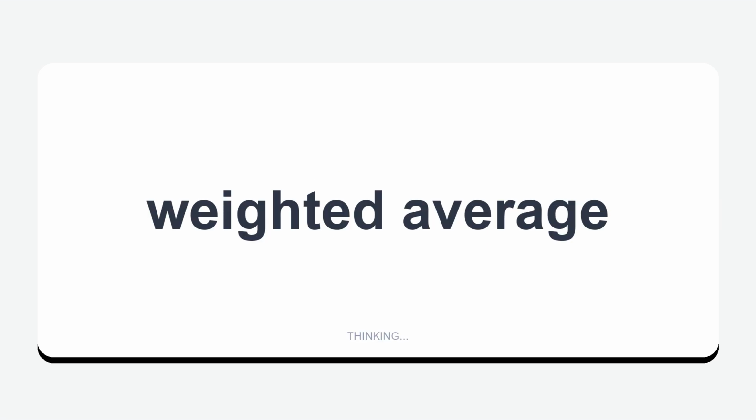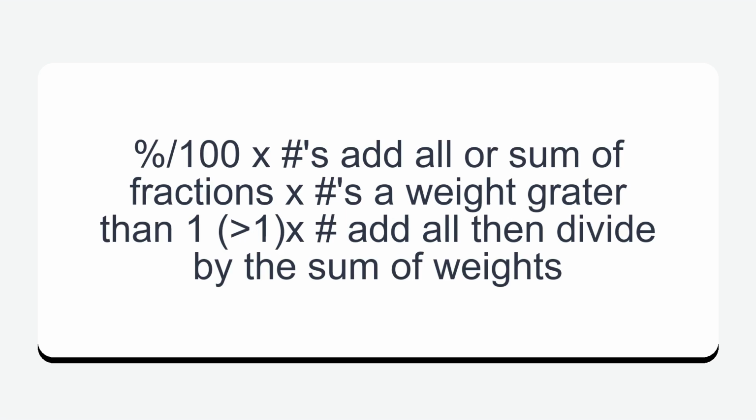Weighted average: percent/100 × number of items, or sum of fractions × number of items. For any weight greater than 1, multiply by the number of items, add them all, then divide by the sum of weights.